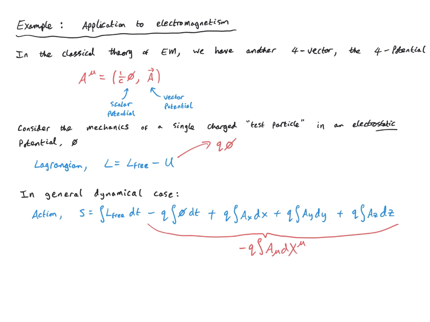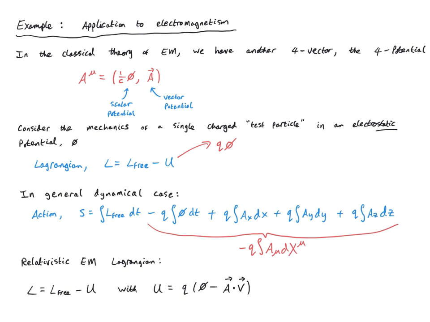Notice also that when we go to the electrostatic limit, we just recover this first term, which is what we started with. This implies that we have a relativistic electromagnetic Lagrangian with this generalized potential U being q times phi, the scalar potential, minus A, the vector potential, dotted into the velocity of the particle v.